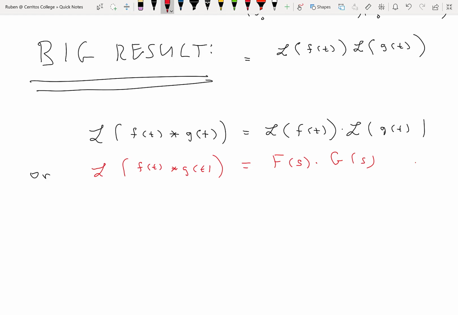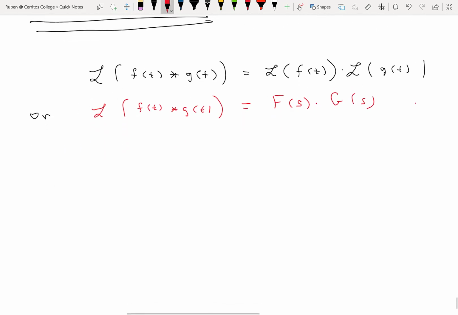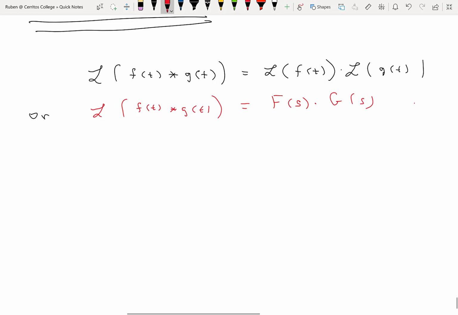Alrighty then. So how does this address the original question? The original question is, what about the inverse Laplace transform of f of s times g of s? Well, it's right in front of us. Not in the form that maybe we would like to see it, but it's right in front of us. It says that the inverse Laplace transform of f of s times g of s is f of t star g of t.